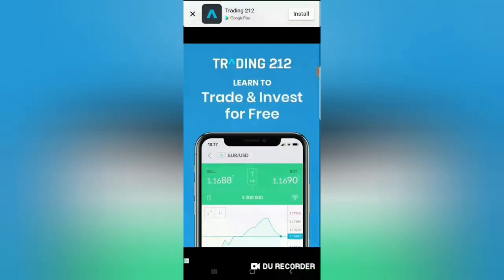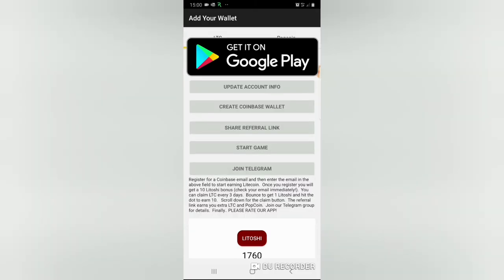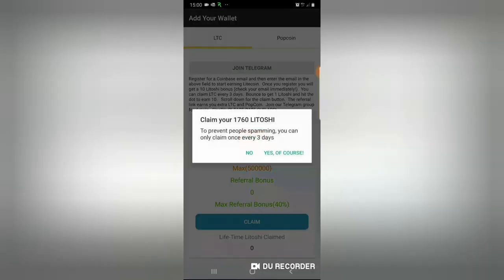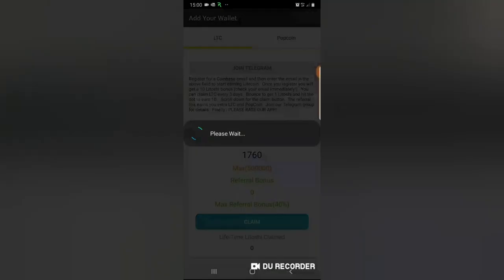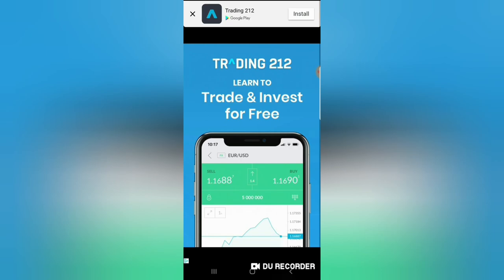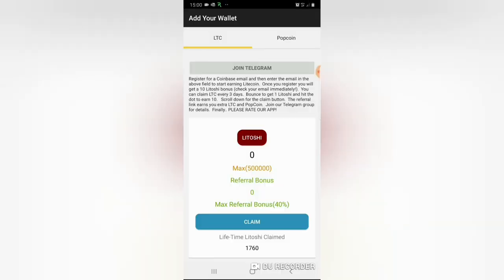So if we go on the wallet, check. So yeah, currently I've got 1,760 litoshis. You can withdraw at any time. Get the maximum of 500,000 litoshis. So you can see, you can claim it straight away. But yeah, that's basically the concept of the game.